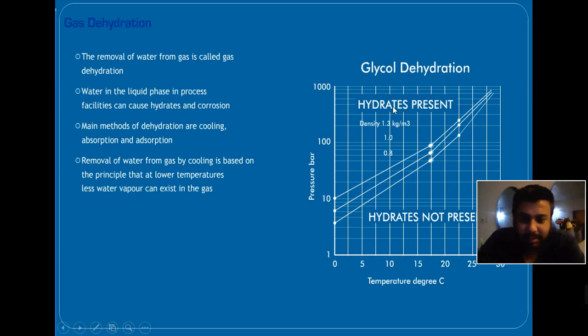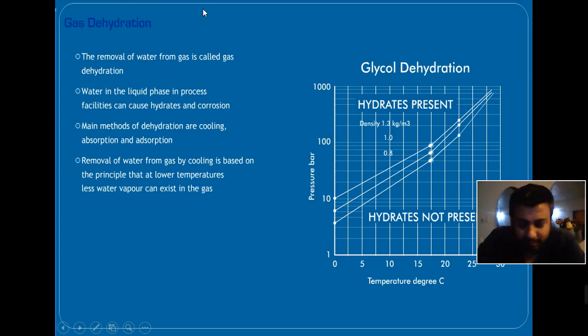Hydrates are actually ice-like materials, ice crystals that are formed, and they reduce the efficiency of the flow. That's why we do not need these hydrates or water. Therefore, we have to remove this water. The process of removing this water we call dehydration.